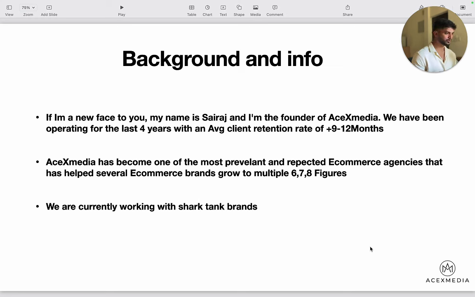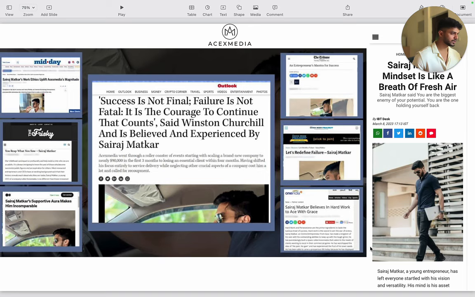And we are only able to do this because we have a successful clientele that trusts us and we're able to get results for them. So that is why we're able to run and operate for the past 4 years and continue doing so. And our average client retention is 9 to 12 months minimum. And obviously we have clients who are with us for the last 2 years and beyond. So ASX Media has become one of the most prevalent and respected e-commerce agencies that has helped several e-commerce brands grow to multiple 6, 7, 8 figures in monthly recurring revenue. And currently we're working with a lot of Shark Tank brands as well. And these are some of the news outlets that have covered our story.